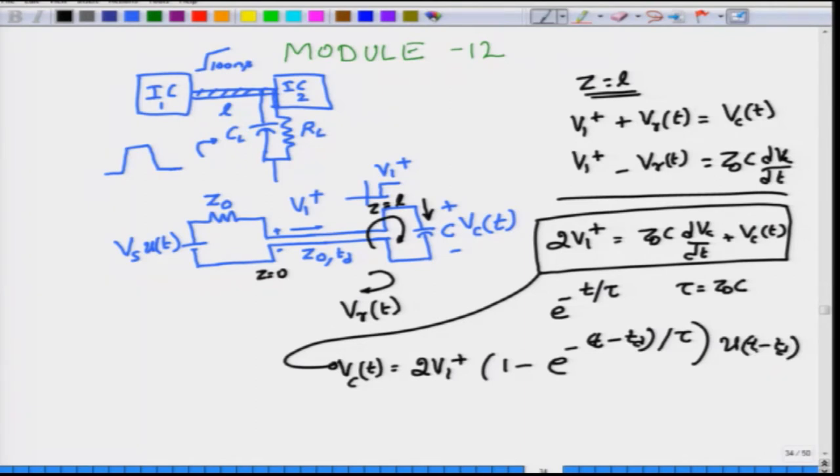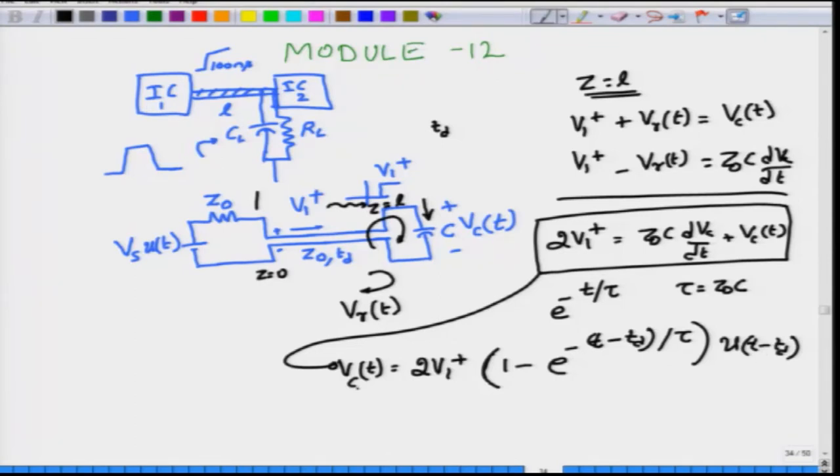Now, why have we written t minus Td and u of t minus Td? Well, it is very obvious, right? The voltage that is launched here, which is V1 plus, will not be available to the load until a propagation delay time of Td. So, the load sees the incident voltage at time t equal to Td, and therefore, you have to start your time reference not from time t, but a time Td later on. That is why we have t minus Td, and this step function u of t minus Td ensures that the expression we have written in the bracket will not be non-zero for t less than Td, right. So, that is what this is.